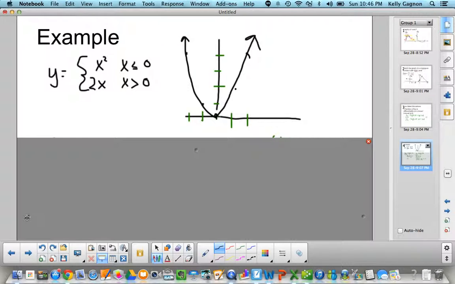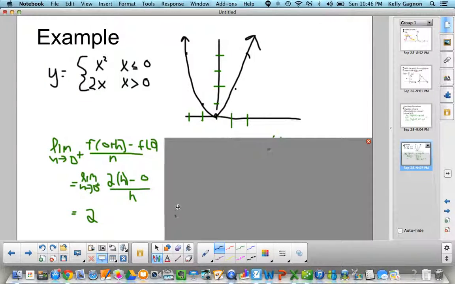Well, let's look at what it was going to be from the right. For the right-hand limit, I'm going to use the function 2x. So I'm going to plug in 0 plus h, minus f at 0, over h. I'm basically just plugging h into 2x. So that gives me 2h minus 0 over h. I'm not surprised to find out this slope is 2, so from the right it's 2.